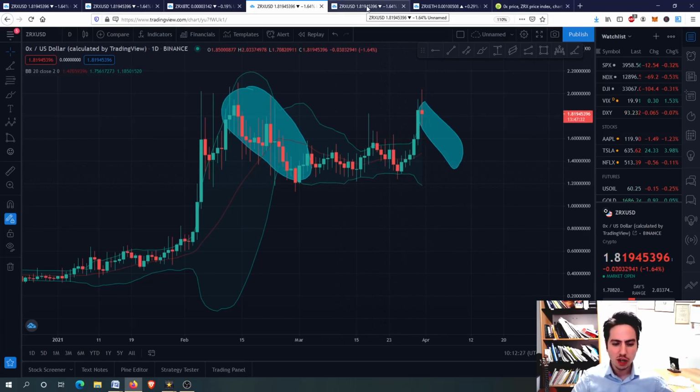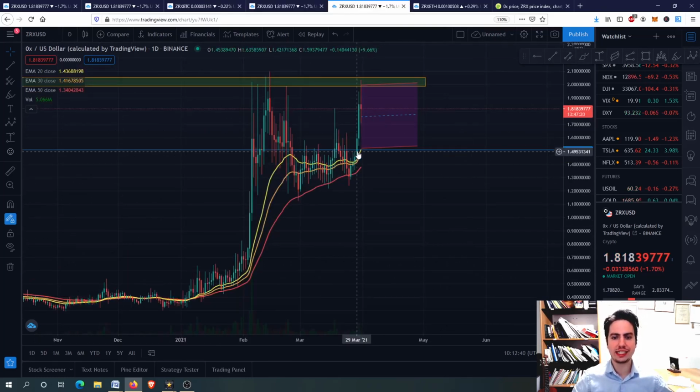So let's go quickly and leave the Bollinger Bands. I think that this will have a correction. As I told you before, Bollinger Bands here tells us the squeeze point. But let's move on, guys, to the ZRX price prediction. You see here the resistance line, the major resistance line here that I want to see retesting. I want to see the ZRX retesting this resistance line.